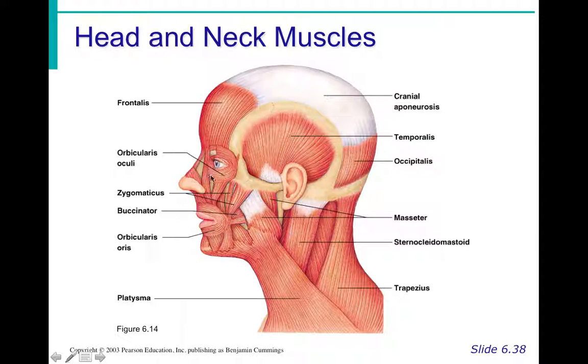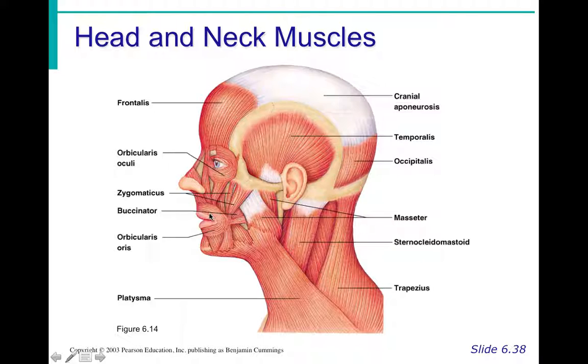Next muscle's right here. An orb is a circle. An orbicularis oculi is the muscle that's circular around your eye. That's what oculi means. You know, ocular means eye, orb means circle, orbicularis oculi, the circular muscle around your eye. Again, all muscles can do is get shorter and relax. So when it gets shorter, it will actually close your eye. That's how you close your eye, or wink, that sort of stuff.